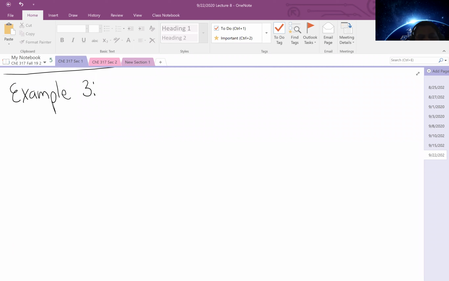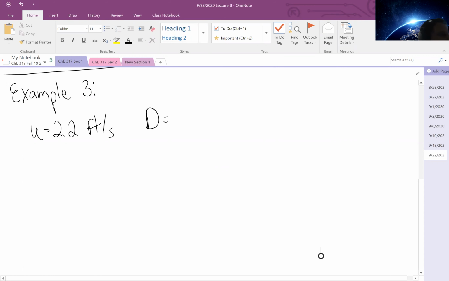So for this example, we have water being pumped uphill. The velocity was approximately 2.2 feet per second. The pipe diameter, it was a 6-inch Schedule 80 pipe, which from our Appendix 3 tells us that the pipe diameter is 0.5761 feet.